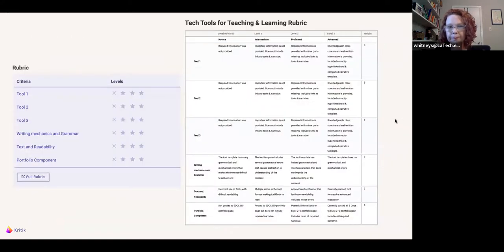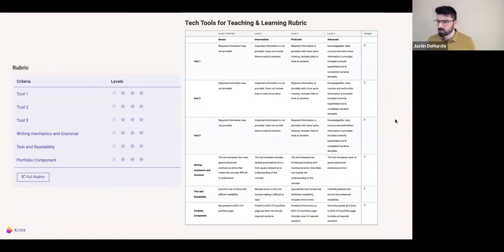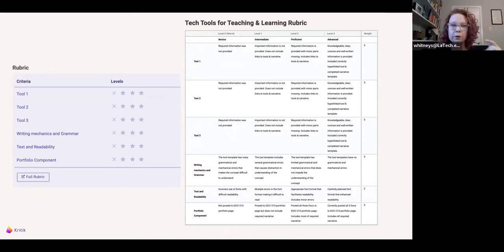That's great to note. And obviously you touched on the rubric a little bit. So this was a rubric that you brought in from Kritik, but you had used previously. Is that correct? So tool 1, 2, 3 and portfolio component were mine. I stole the writing mechanics and grammar and text and readability from y'all, and y'all's wording was perfect. So I just incorporated it into my rubric.